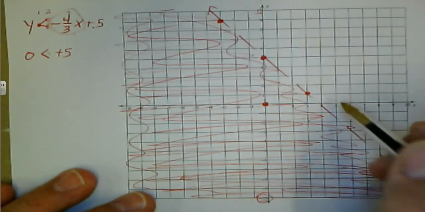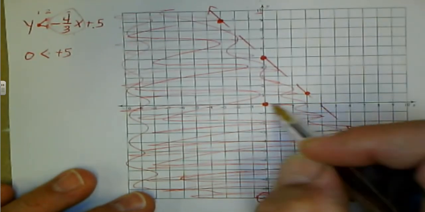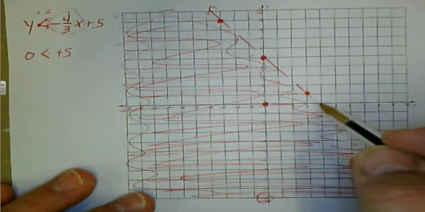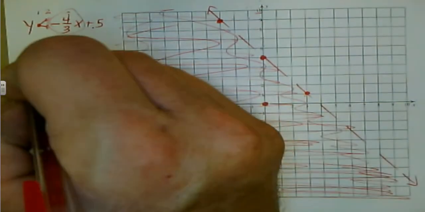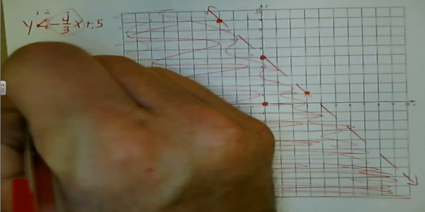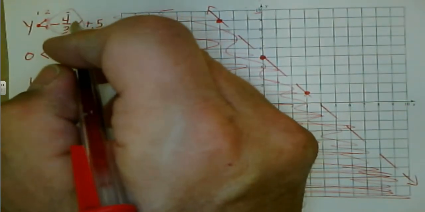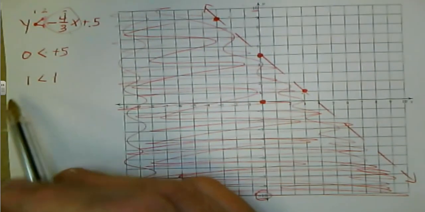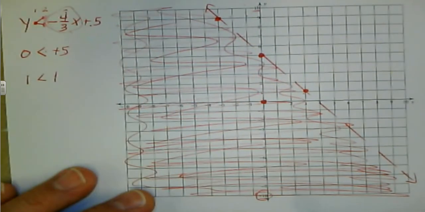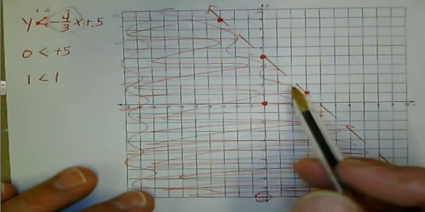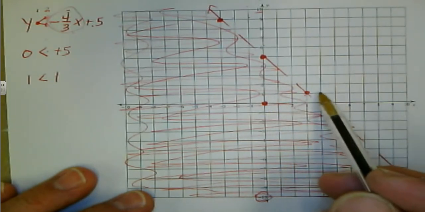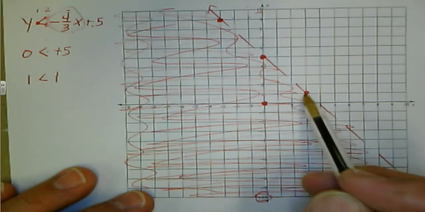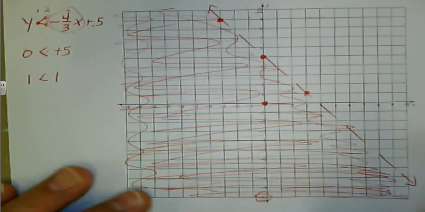Here's one. What do we got here? We've got, is that 3, 3, 1? Make that 3. They cancel. -4 plus 5 is 1. Is 1 less than 1? No. So that spot right there is not going to work, the one that's on the line, okay?